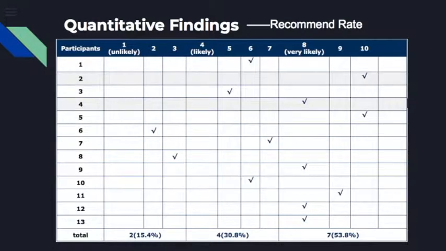In our post-questionnaire, participants were required to evaluate whether they would recommend the IKEA website to someone else after using it. So here's the data we collected from the questionnaire. 1 to 3 means unlikely, 4 to 7 is likely, 8 to 10 means highly likely.